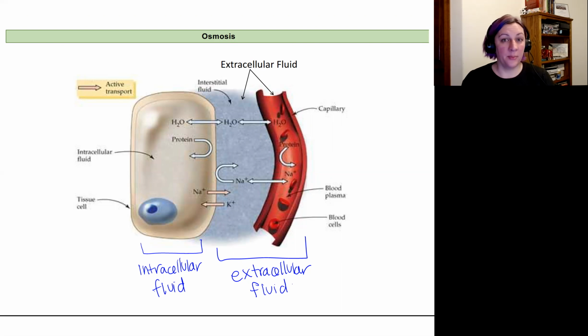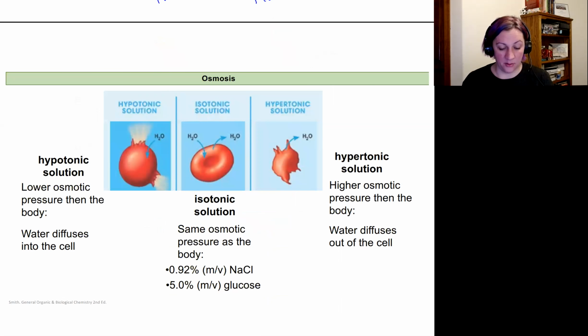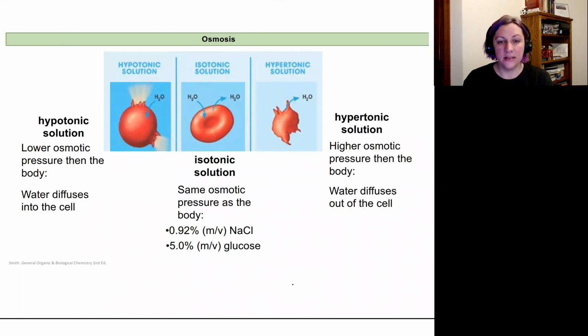This is where we come up with the terminology isotonic, hypotonic, and hypertonic. Isotonic means the same pressure as the body. The concentration of a fluid, if it's isotonic, is going to have the same concentration of solute particles as you would find inside a cell. That's going to look like about 0.92% by mass volume of sodium chloride. If we change this into molarity, it's about 0.154 molar, or 5% mass per volume of glucose.